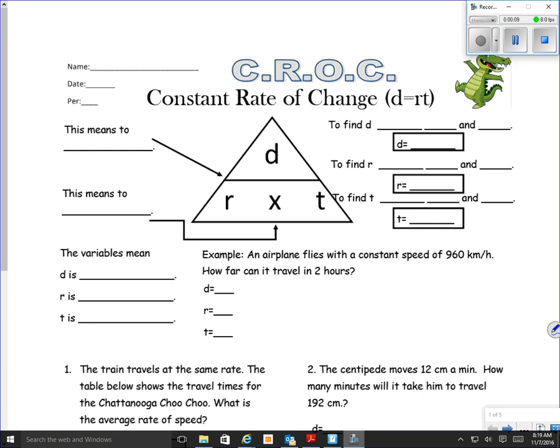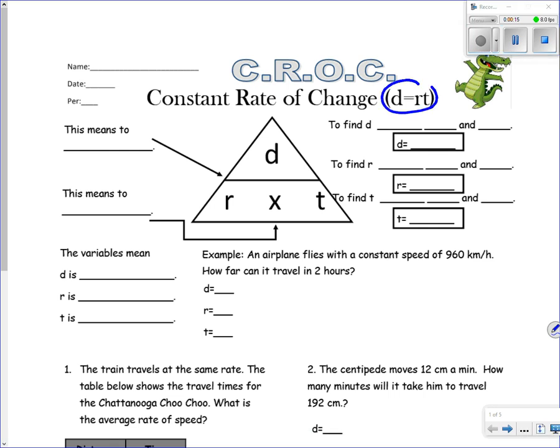Today we're going to do constant rate of change in terms of distance equals rate times time. So this is still rate of change, but with this one, you have a very particular formula that we're going to use. This formula is actually given to you on your formula chart that you will get for STAR. And so we work it a little bit different than we've done all of our rate of changes up to this point.